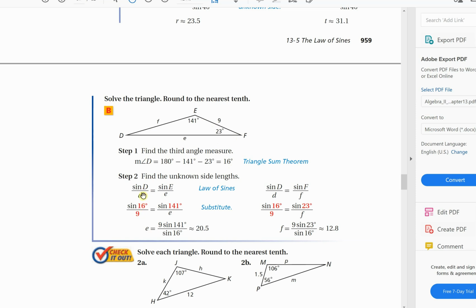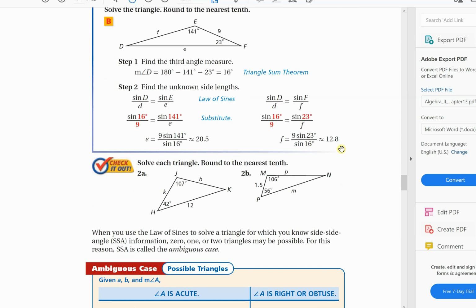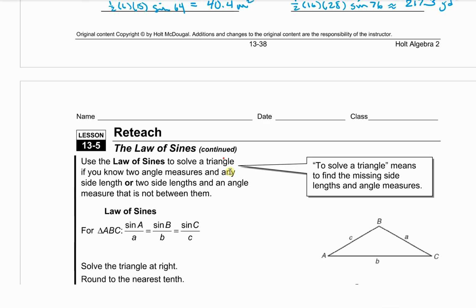Well, let's see, D is 16 degrees, as we found. The side opposite angle D is 9. Cross multiply, you get E is about 20.5. Do the same thing there to find side F, and that is about 12.8. So that's it. And we'll get to the ambiguous case in a moment, but let's take a look at this.